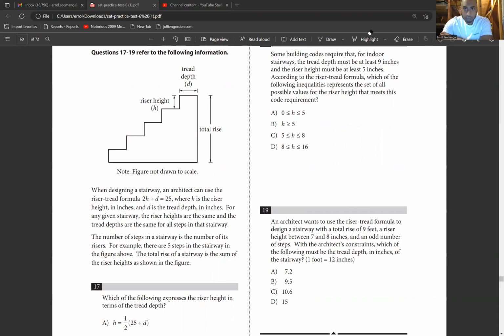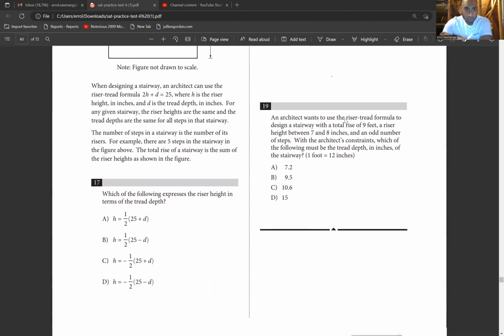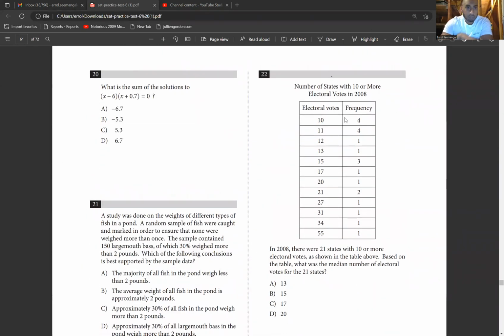All right, which one are we on? We're on 20. What is the sum of the solutions to that? Sum of the solutions. All right, what's the solution on the first one? What's the solution on the second one? What's the solution on that one? 6 and negative 0.7. Yep. And then add them together is what? 5.3. Yep.